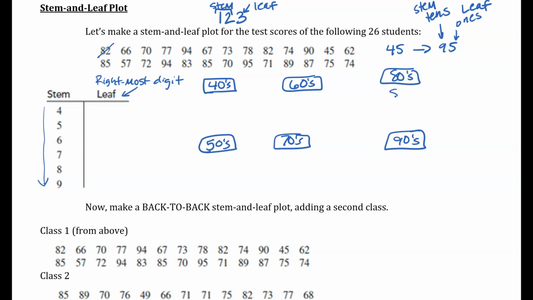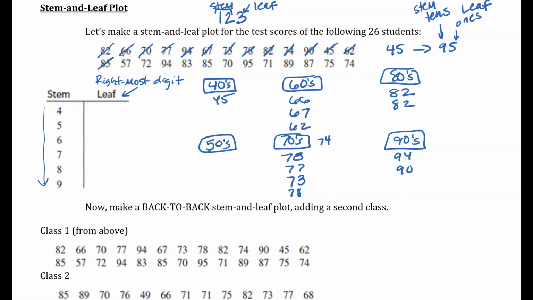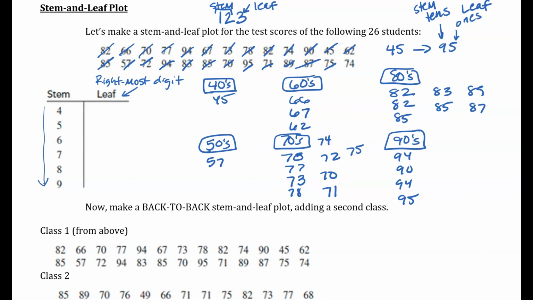So I'm going to go through the data, 82, and put it in the category. So that'd be in the 80s, 66, 60s, 70s, 77, 94, 67, 73, 78, 82, 74, 90, 45, 62, 85, 57, 72, 94, 83, 85, 70, 95, 71, 89, 87, 75, and 74. Okay, and then I would double check and count everything.